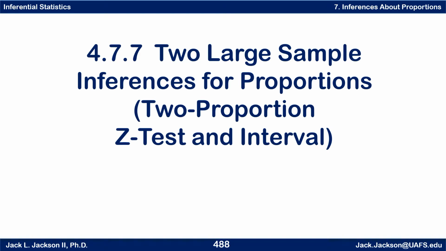In this section and in this video, we will be investigating inferences for proportions, both confidence intervals and hypothesis testing for two large independent samples. So this is a two-proportion z-test and two-proportion z-interval. We will be using approximation techniques, assuming that these are approximated by normal distributions. And these are good if n times p and n times q are both large for both samples.